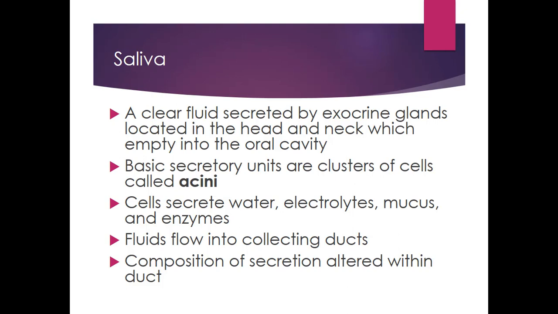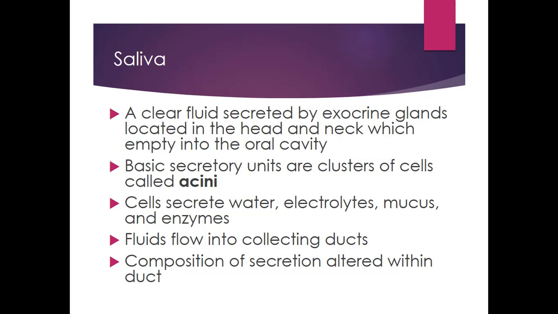So what do we know about saliva? Saliva is a clear fluid secreted by an exocrine gland located in the head and neck, which empties into the oral cavity. You'll learn in histology about the microscopic composition of salivary glands, but they have acini that are clustered together and are secreted through various levels of ducts.